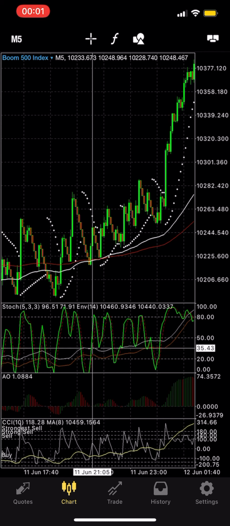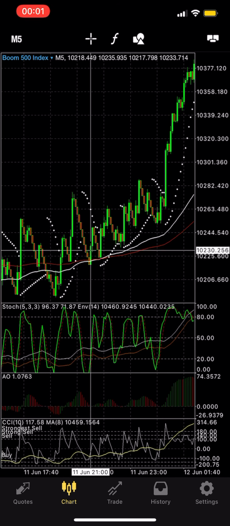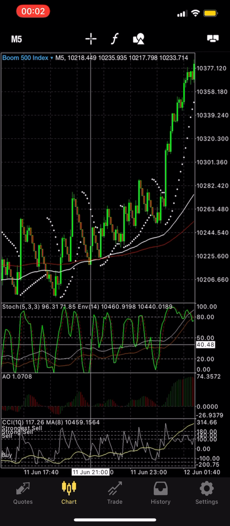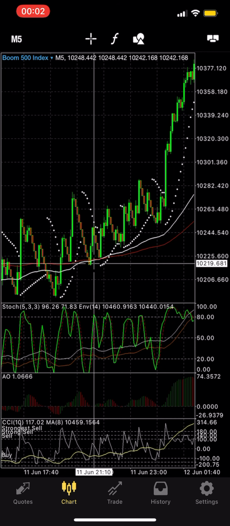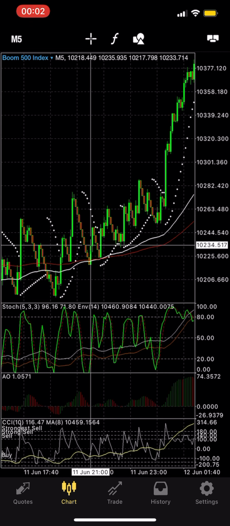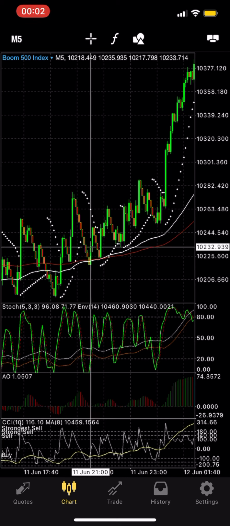So as it breaks out of the envelope, that would have happened after the first green candle, this one here. Okay, that would have happened there. All you do next, as that happens, place a buy. Okay, so you place your buy there.